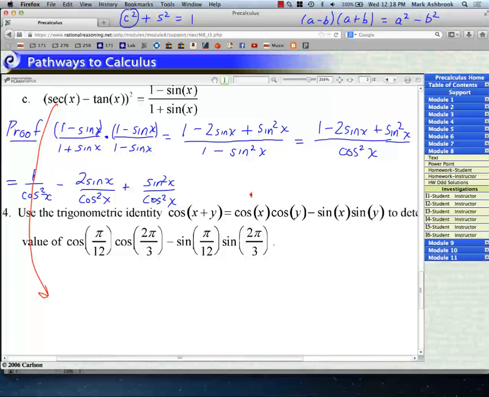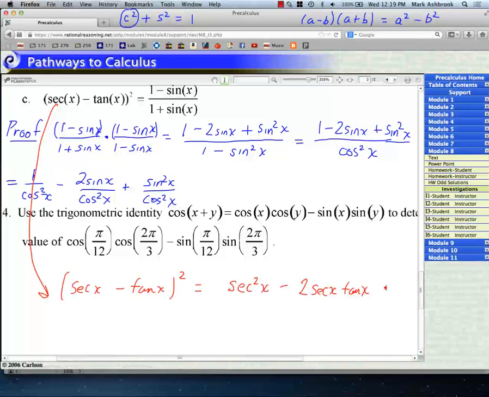So what could we do to secant x minus tangent x quantity squared? This is side work to help us finish the proof. What could we do with that? Well, we could multiply it out. So secant squared x. What's the middle term? 2 secant x tangent x. So got to know your algebra. Got to know your foiling.